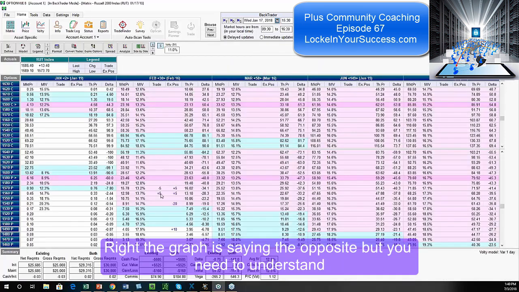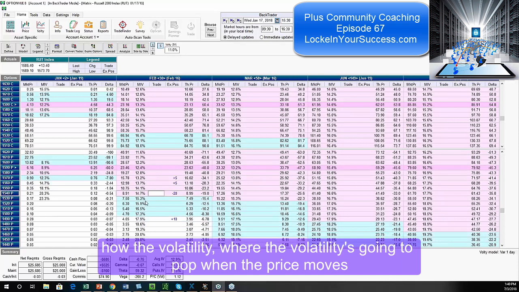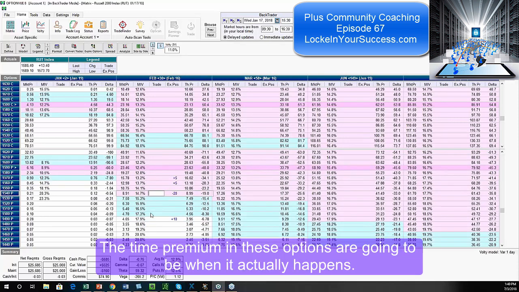Right. The graph is saying the opposite, but you need to understand where the volatility is going to pop when the price moves, and what the underlying values in these options, the time premiums in these options, are going to be when it actually happens.